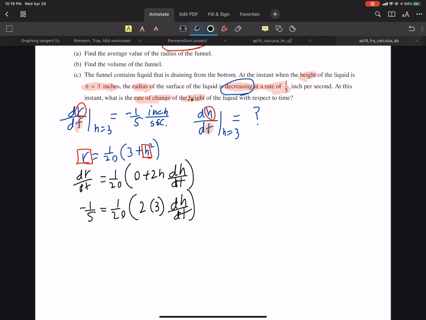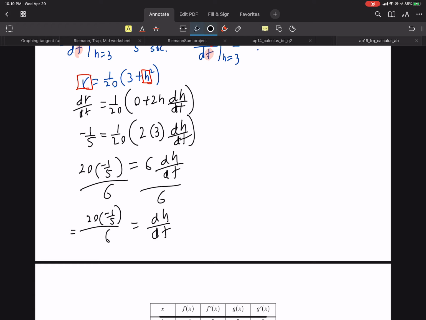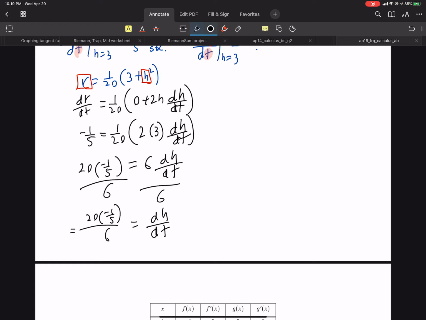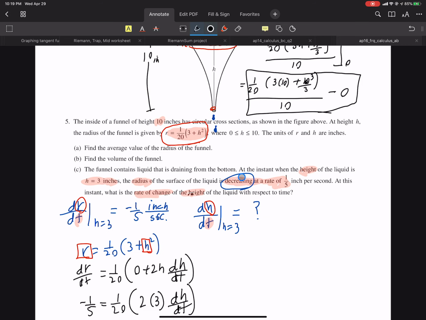I will multiply both sides by 20. And now I divide both sides by 6. I'll show you that one. And so what we get is this. Now you can leave it exactly like that. If you choose to simplify, 20 divided by 5 is 4, so it's -4/6 or -2/3. Do they ask for units? Because if they don't, we don't need to put them.